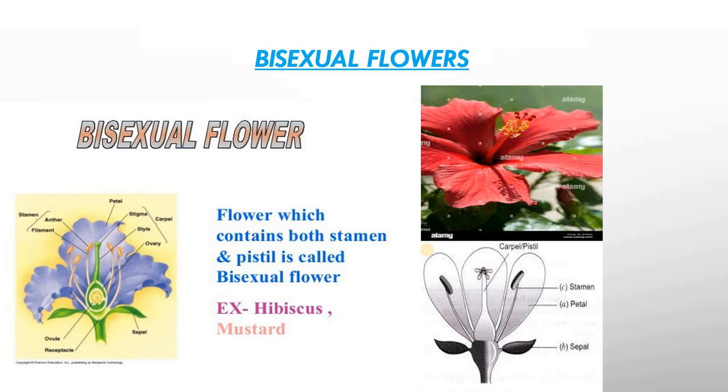Now, how is a new seed of a plant formed? A new seed of a plant is formed when the male gamete present in the pollen grain unites with the female gamete present in the ovule. And this takes place in two steps, that is pollination and fertilization. So we will be learning about pollination and fertilization in our next class.